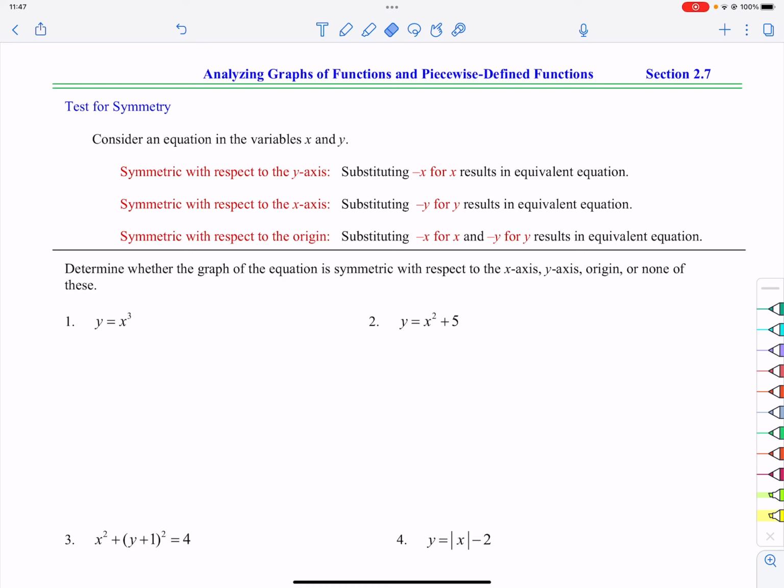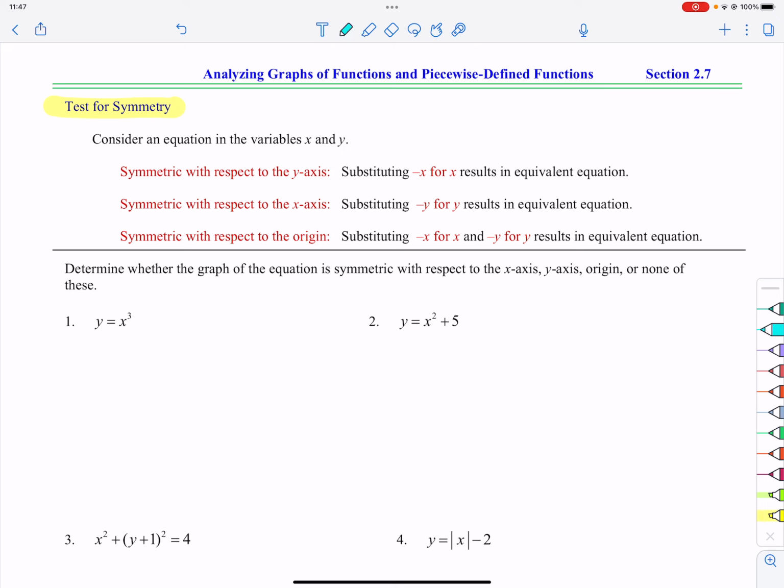This is section 2.7, analyzing graphs of functions and piecewise defined functions. We'll begin with testing for symmetry. So we'll consider an equation in the variables x and y.